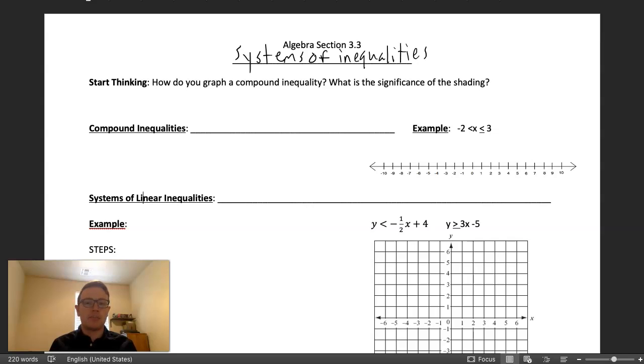But to start off, I want to bring us back to compound inequalities, thinking about how we shaded a compound inequality, and what was the significance of that? Well, to graph a compound inequality, we looked at the area where the inequalities overlapped. What was the significance of the shading? The shading was all the answers that could be true. They were all the possible solutions.